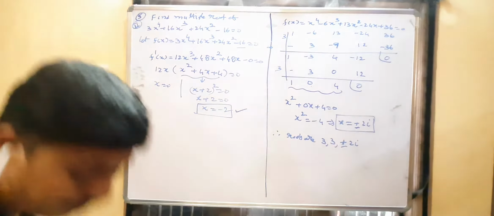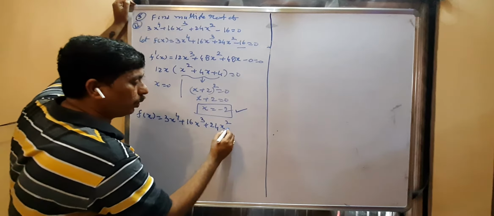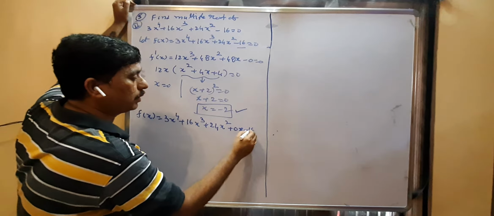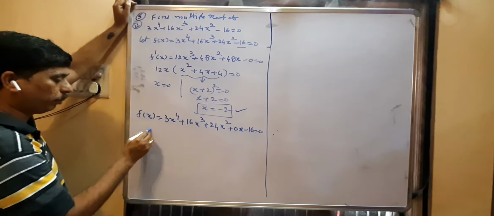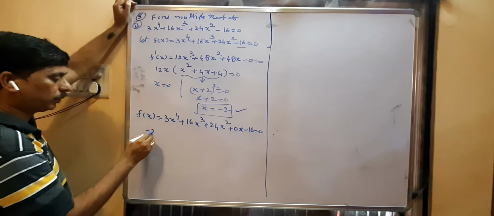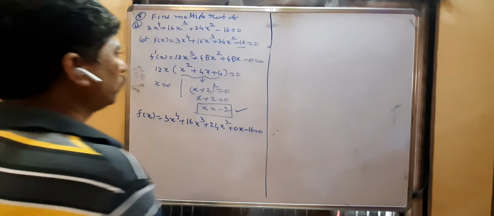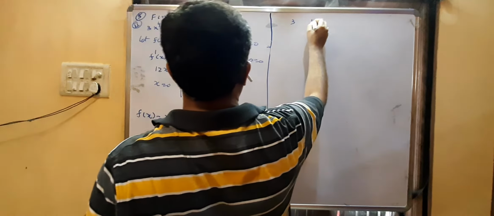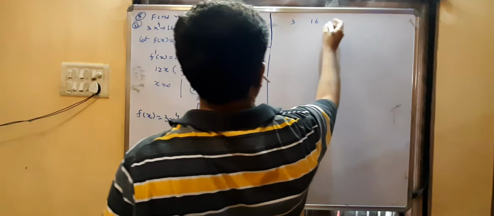You can check whenever doing the synthetic division. At the time, in the equation all quotients are present: x power 4, x cube, x square, but in the given equation x is not there, so 0 into x minus 16 equal to 0. So with respect to minus 2 you are doing the synthetic division. 3, 16, 24, 0, minus 16.